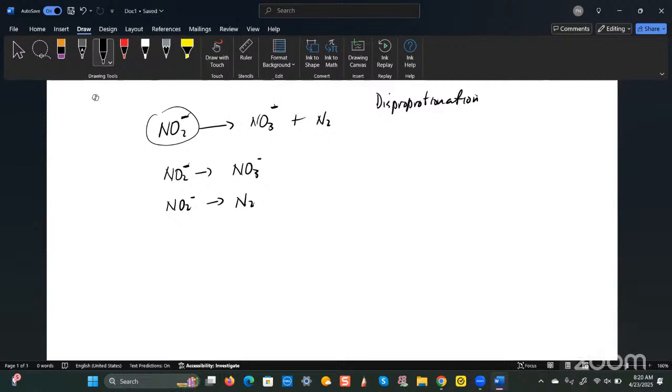From here, we follow the steps. The next step is that we balance all atoms excepting oxygen and hydrogen, which we don't have to be concerned with here. In the first half equation, the nitrogens are balanced. However, in the second half equation, we have two nitrogens here and one here, so I'm going to put a 2 here.